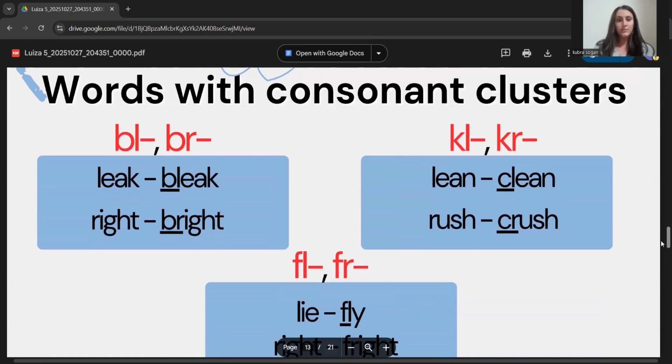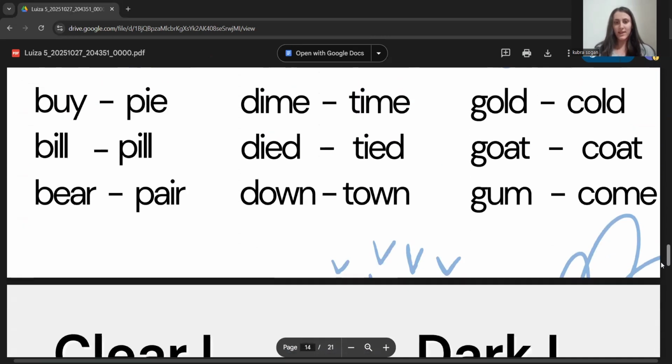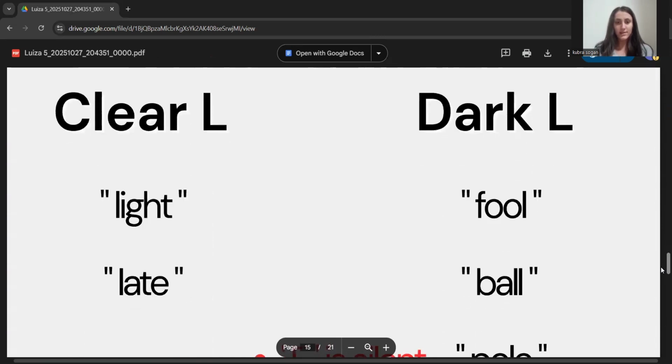In English, the consonants p, t, and k are pronounced with aspiration, extra breath. In English, the consonant l is pronounced in two different ways. When l comes before a vowel, like in light, it's a clear L. When L comes before a consonant or at the end of a word, like in full, ball, it's a dark L. In words like Paul, L also occurs at the end of a word, so it's also dark L.